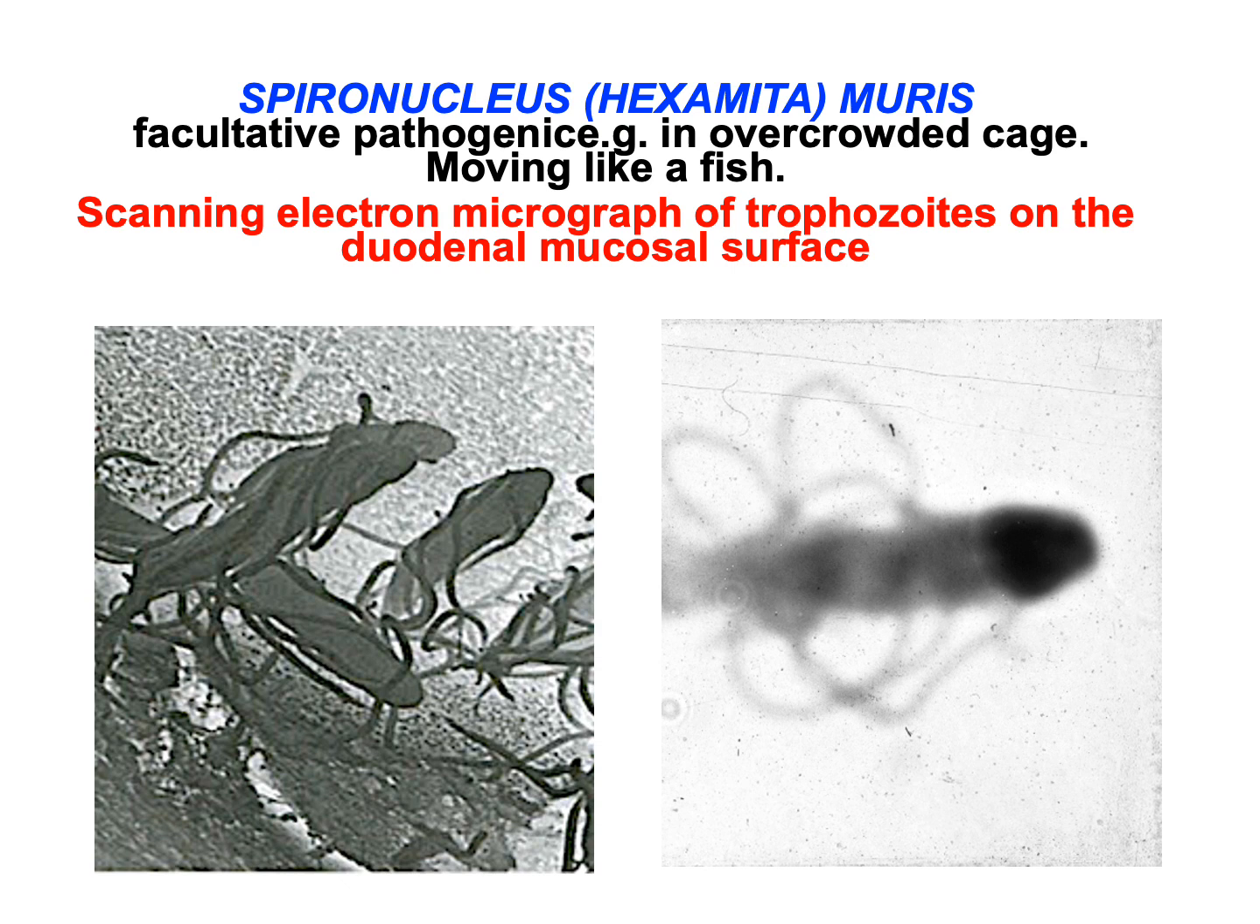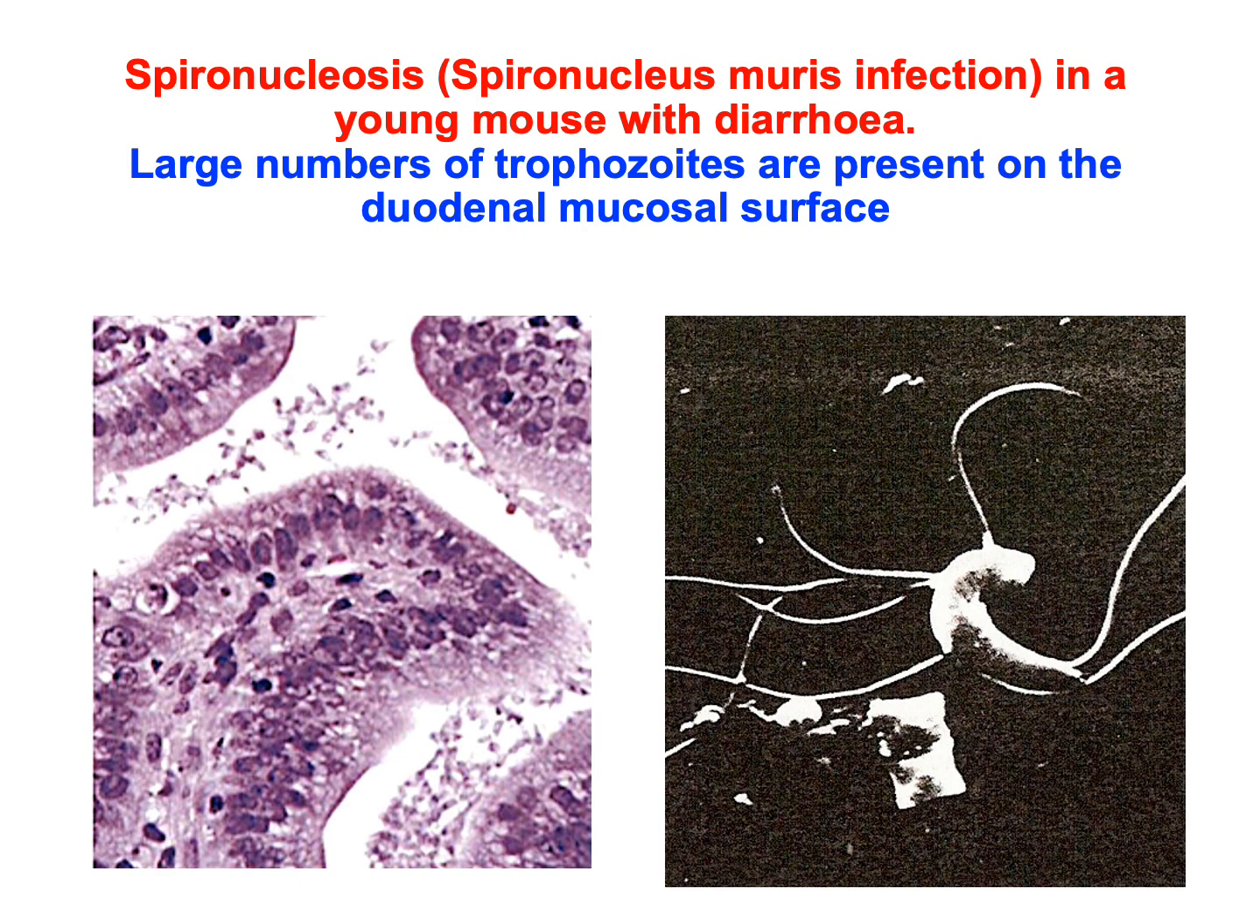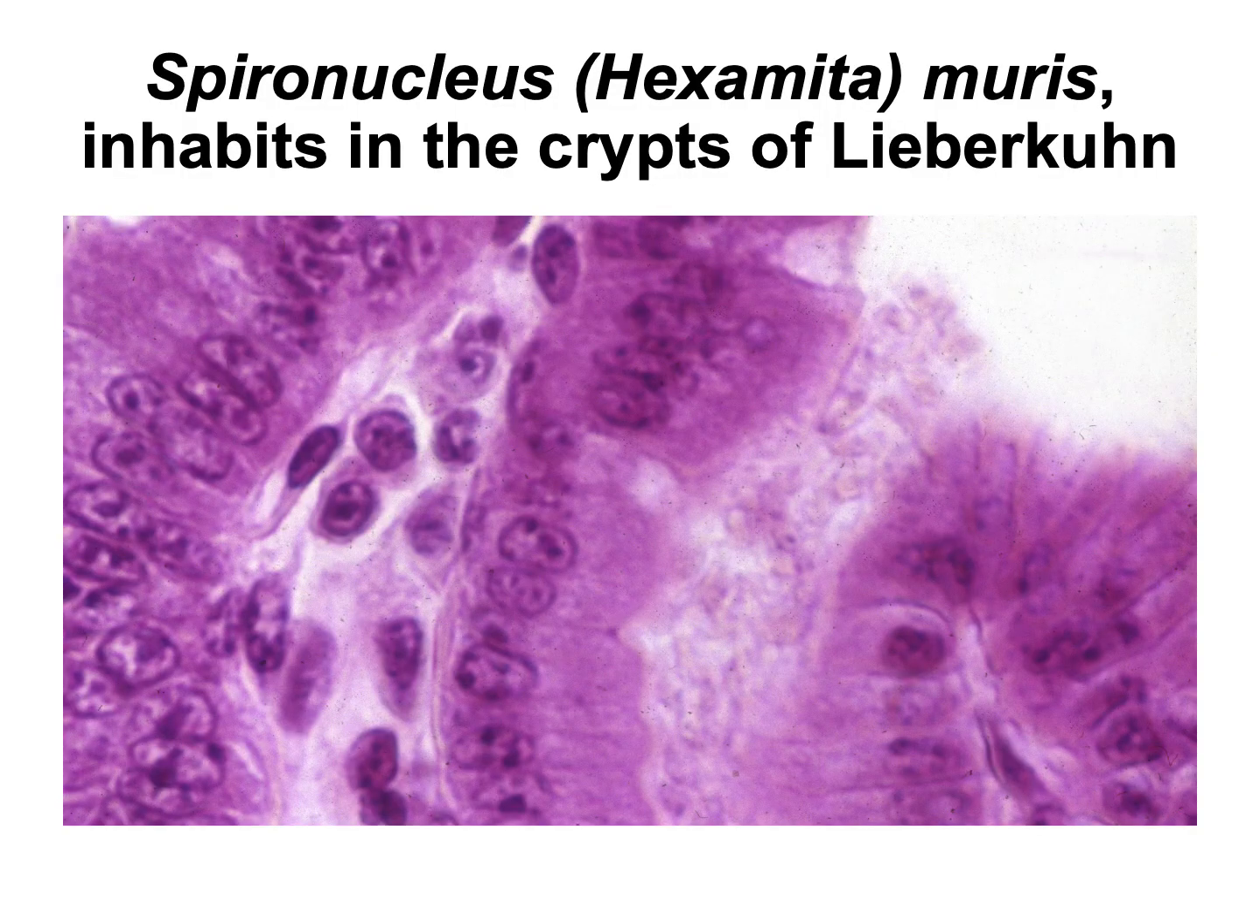On the left side you see a scanning electron micrograph of trophozoites on the duodenal mucosal surface, and on the right side you can see the swimming Spironucleus. In the histological picture, you can see Spironucleus muris infection in a young mouse with diarrhea. Large numbers of trophozoites are present on the duodenal mucosal surface, left side. And on the right side you can see the electron microscopic picture. And here you see also Spironucleus muris or Hexamita muris as an inhabitant in the crypts of Lieberkühn, on the right side.